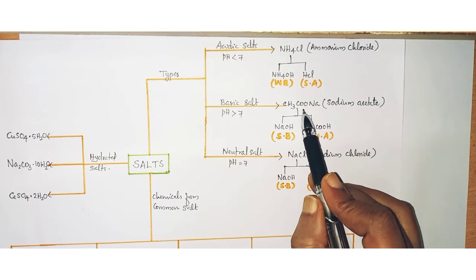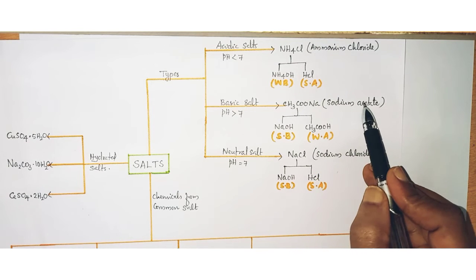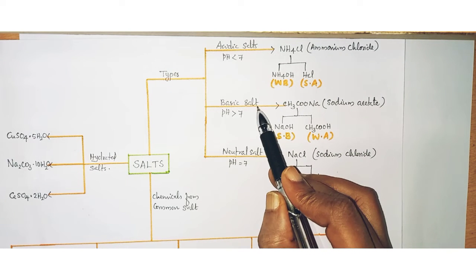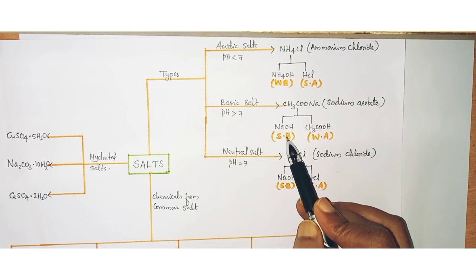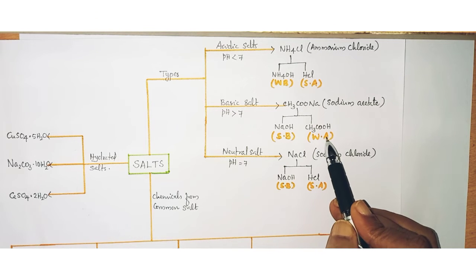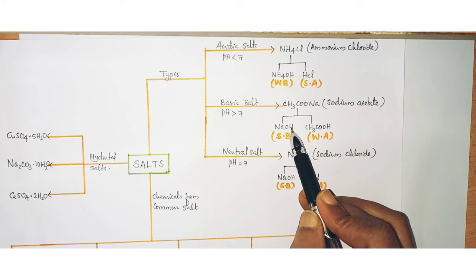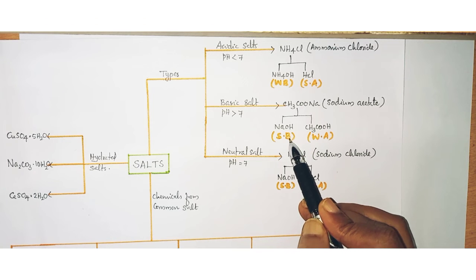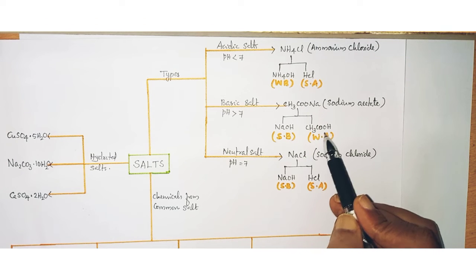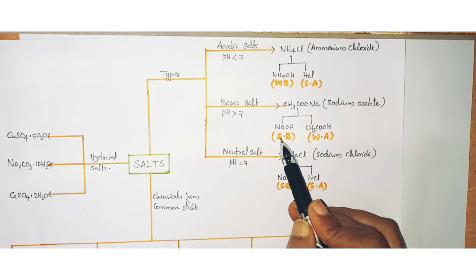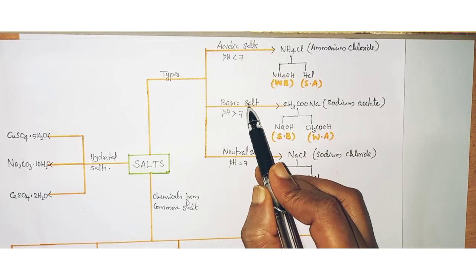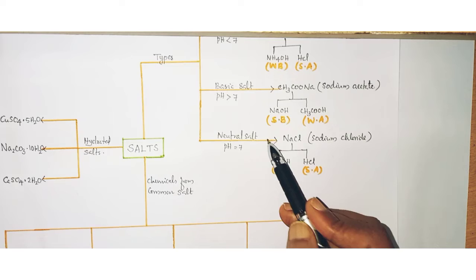So in this case CH3COONa, sodium acetate, is an example of a basic salt. Here the corresponding base and corresponding acid: that is, here it is NaOH, that is a strong base, and acetic acid, that is a weak acid. So since it is a strong base, the salt is basic in nature.